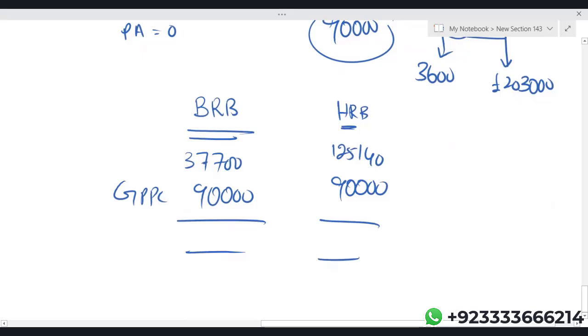So basic rate band limit will be 37,700 plus 90,000, which is 1,27,700. And higher rate band limit will now be 1,25,140 plus 90,000, which is 2,15,140. Now let's apply.